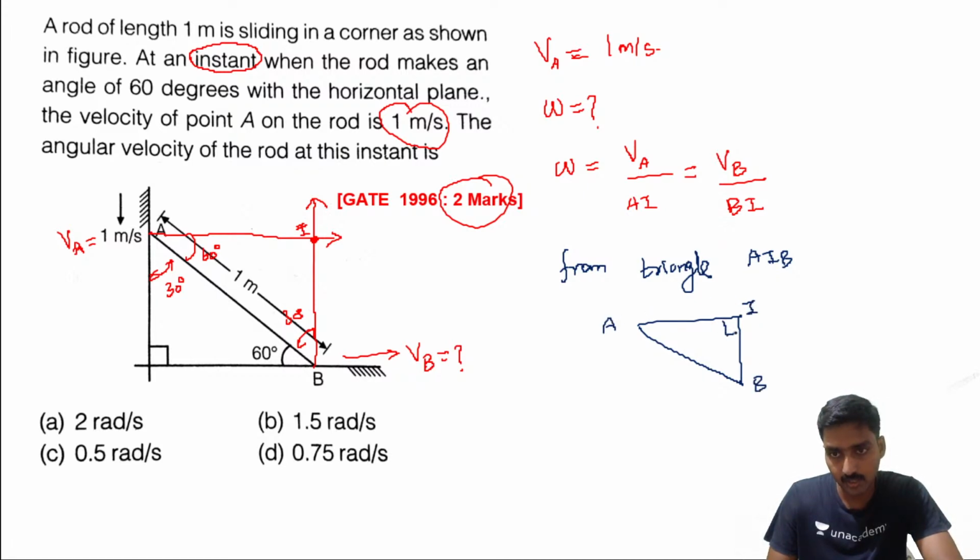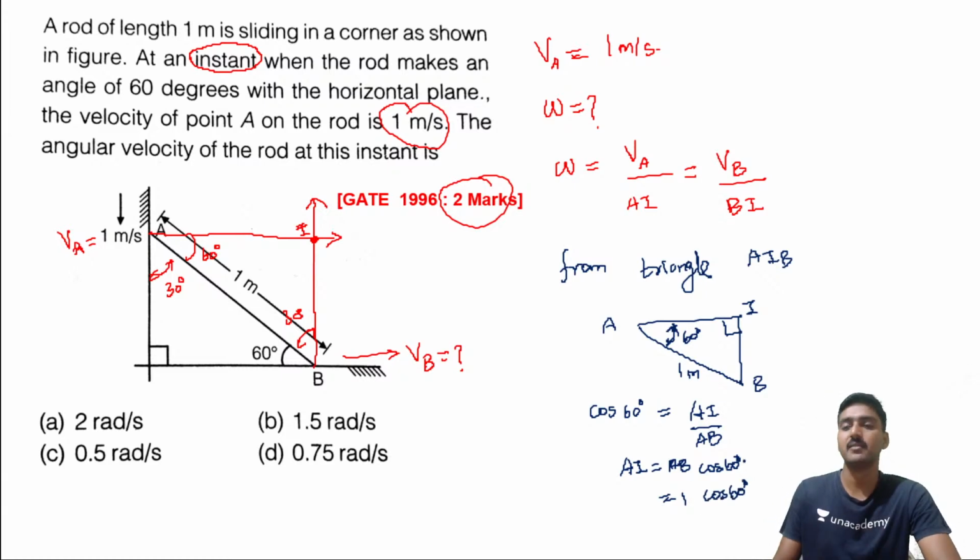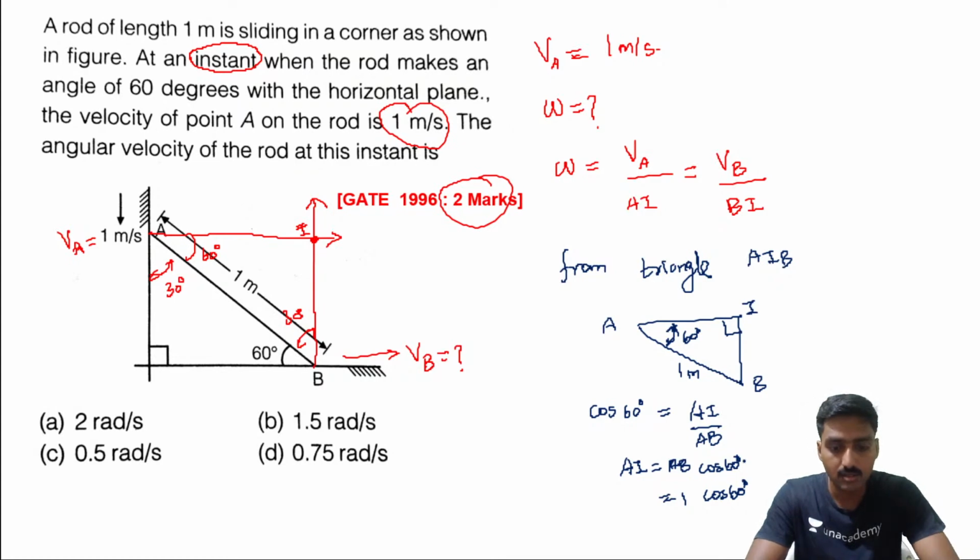In AIB, it's 90 degrees. Here we are getting the 60 degrees. What we require is AI. The hypotenuse is equal to 1 meter. Now cos 60 degrees is equal to the adjacent side AI divided by AB. So AI is equal to AB into cos 60, which is 1 into cos 60. Cos 60 is equal to 0.5, so AI is 0.5 meter.